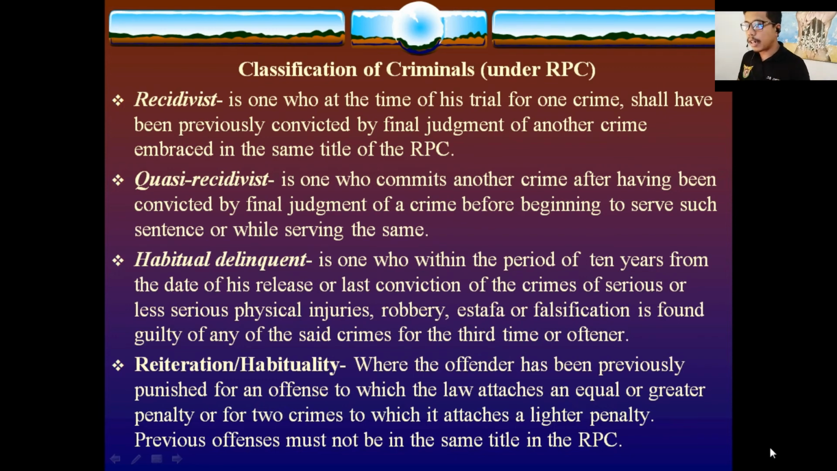you have committed murder and you get out from the prison after you serve the sentence, and you committed, let us say, robbery. Robbery is crimes against property. The first crime that you have is murder, and murder is against crimes against person. So in this case, they do not contain in the same title. Murder under crimes against person, robbery is under the title crimes against property. So the person shall not be considered as a recidivist, but rather he shall be considered under reiteration or habituality. So those are the differences between the four classification of criminals.